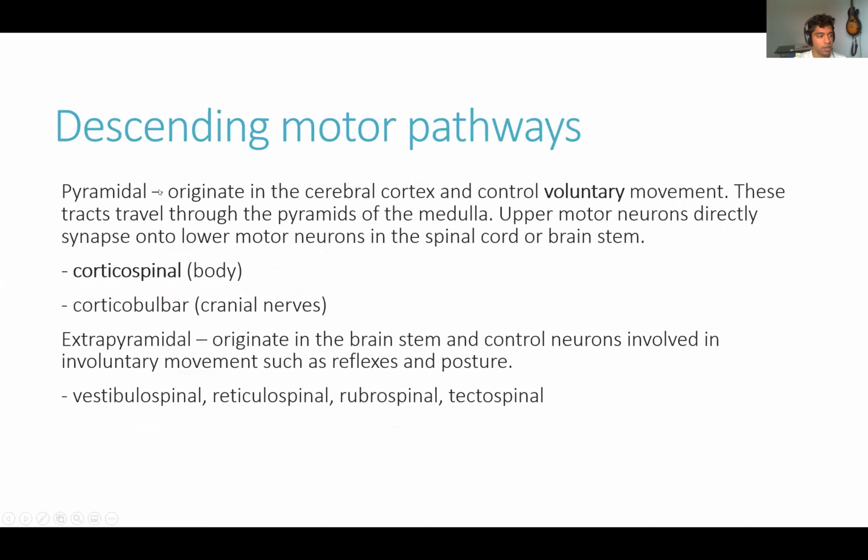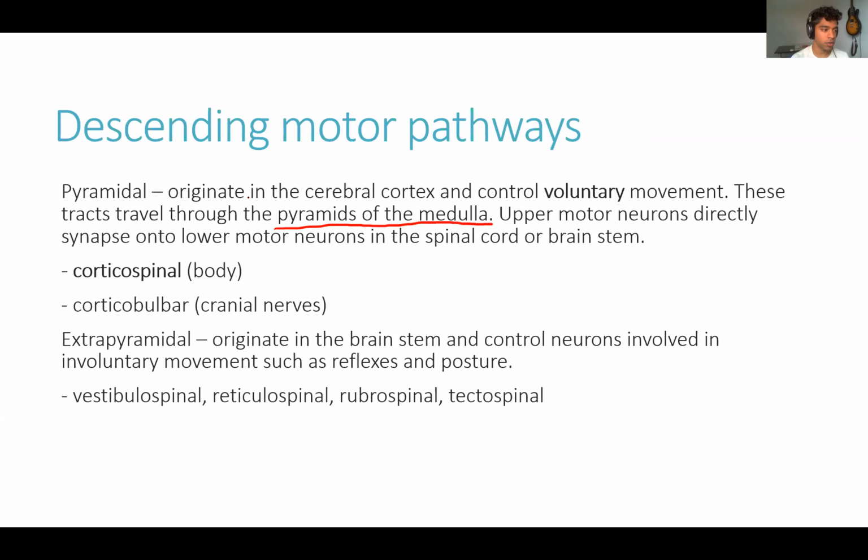Descending motor pathways: you need to know the difference between pyramidal and extrapyramidal, but the only tract you'd really need to know is the corticospinal tract. The pyramidal descending motor pathways are the ones that control voluntary movement, and they move through the pyramids of the medulla. It's just a little part of the medulla, so don't worry about what it actually is. The neurons move through it.